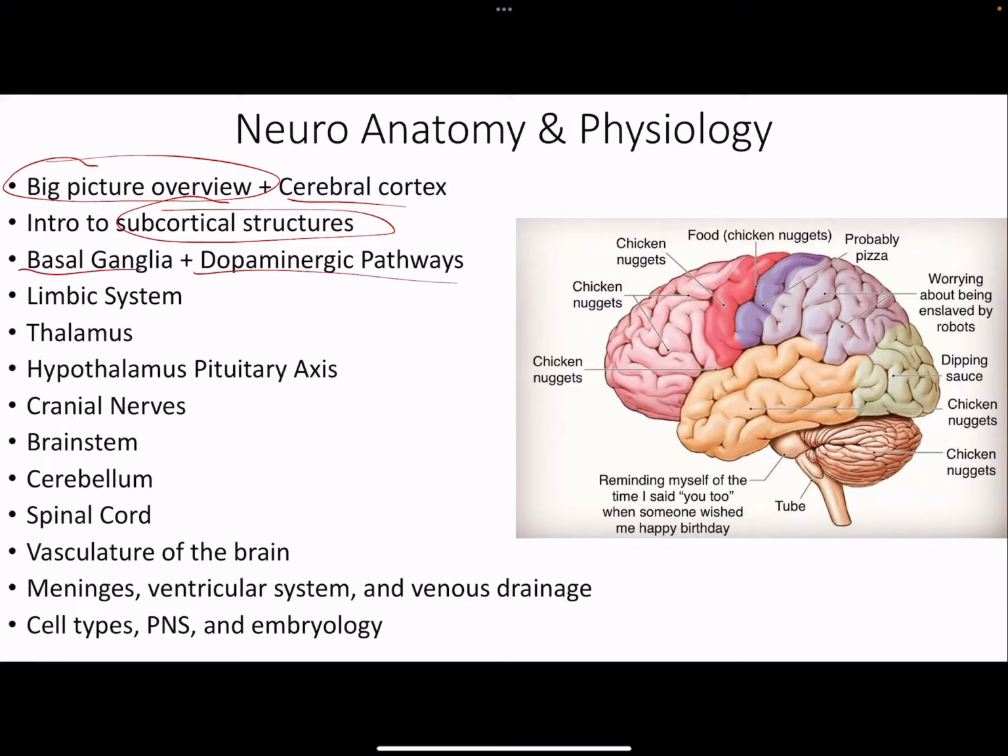Basal ganglia and dopaminergic pathways, limbic system, thalamus, hypothalamus, pituitary axis, the cranial nerves, the brainstem, cerebellum. We're kind of moving superior to inferior as well, if that makes sense. Going into the spinal cord. Then we'll talk about the vasculature, which is really high yield to understand strokes, the meninges, the ventricular system, and then the venous drainage, which the three of these kind of go together. And then just a couple things about cell types and the peripheral nervous system and embryology.